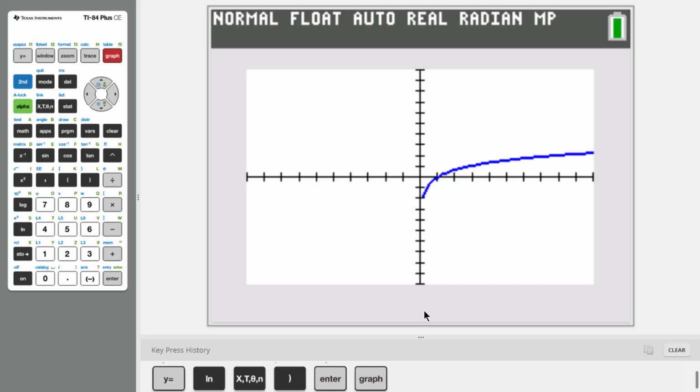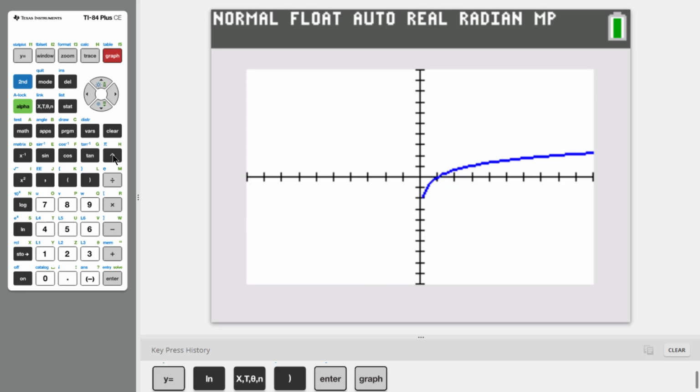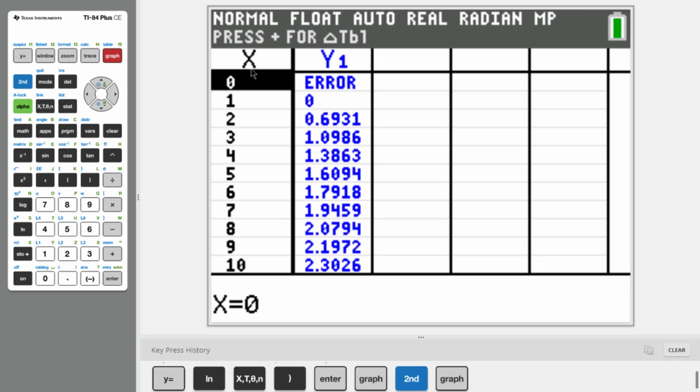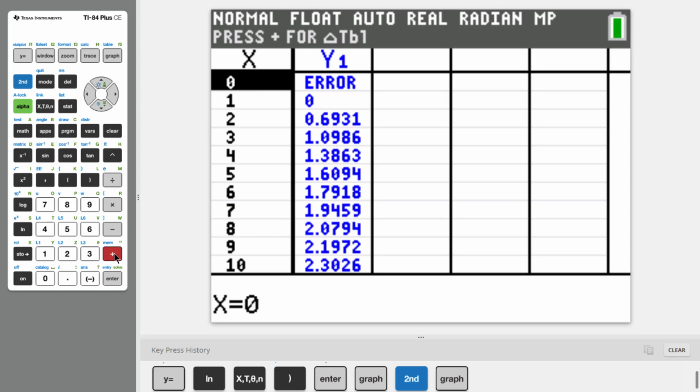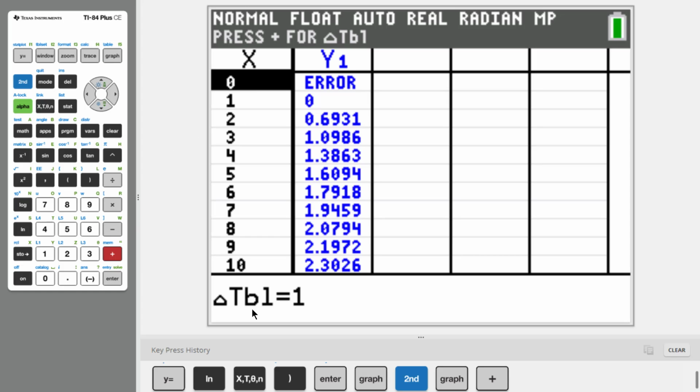Alright, so the next thing we're going to do is use the table function to complete the ordered pairs. So we need to press second and graph to get to the table function. We have the x values on the left and the corresponding y values on the right. For the x value of 1, the corresponding y value is 0. To get the corresponding y value for e, we're going to need to change the table settings. Notice here at the top it says press plus, and then there's a symbol of a triangle and a table. This is the change in table settings. So we're going to press the plus sign here, and it says change table equals 1.